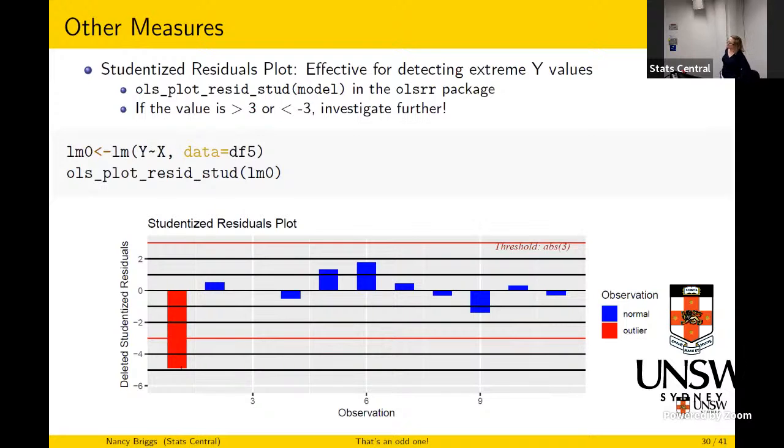Other measures that are useful, but probably not as commonly used specifically for this purpose, but they do give you a lot more information if you need it. We can look at our studentized residuals. Studentized residuals are a type of residual that are standardized, but they're slightly different from our standardized residuals. These in particular are good for detecting extreme Y values. So if you're concerned about that, these might be a really good one to look at.